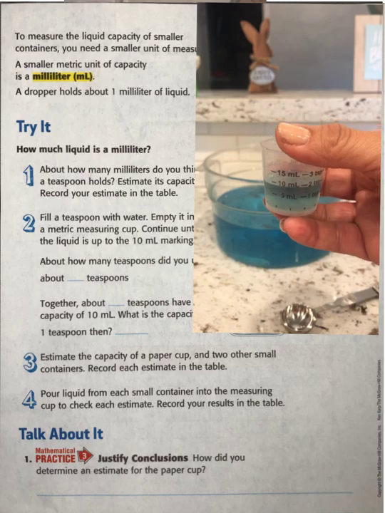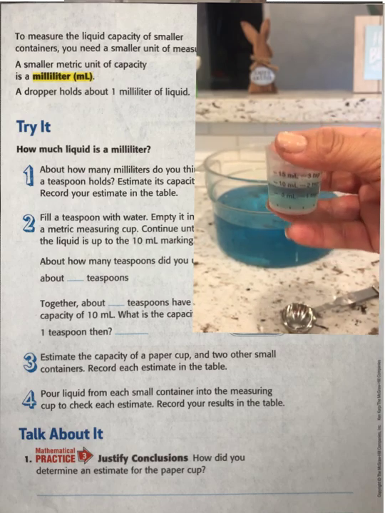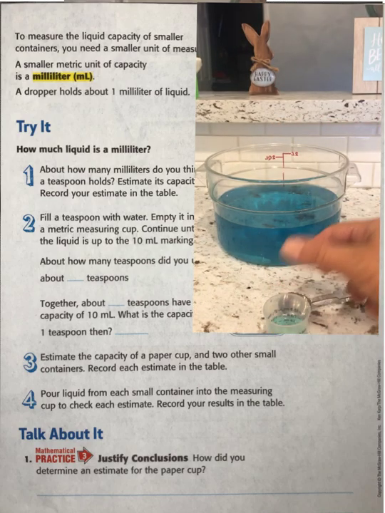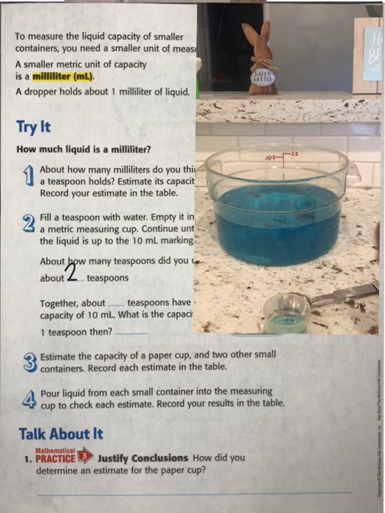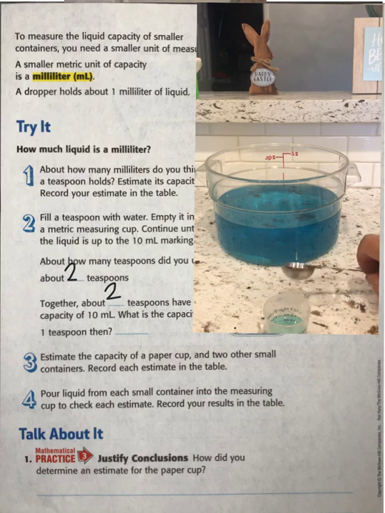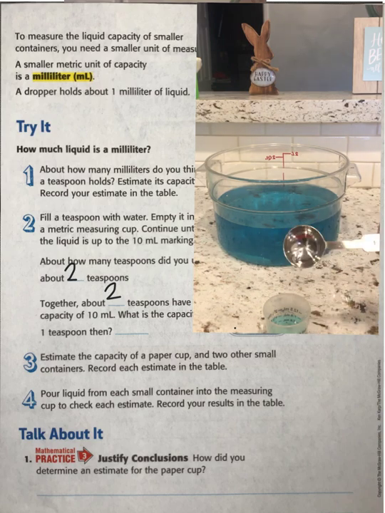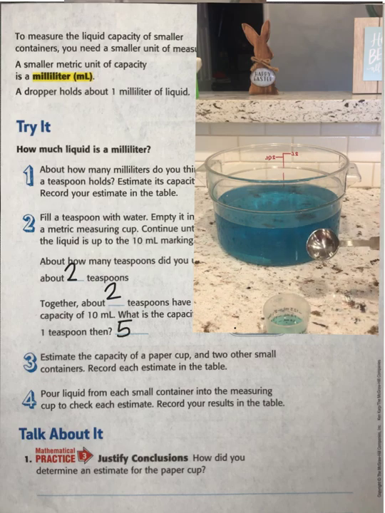So how many teaspoons did I use? 2. So I'm going to write 2 right in that space. So together, about 2 teaspoons have the capacity of 10 milliliters. So what is the capacity of 1 teaspoon then? Well, if it took me 2 teaspoons to get to 10, that would mean that 1 teaspoon is about 5 milliliters.